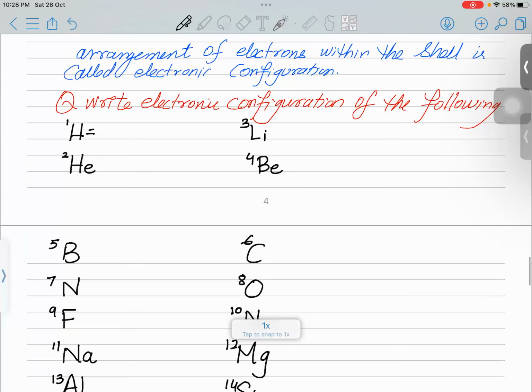Now, electronic configuration of hydrogen is 1. Helium is 2. Lithium is 2,1. Yes, beryllium. Tell me the electronic configuration of beryllium. 2,2. Correct. Next.